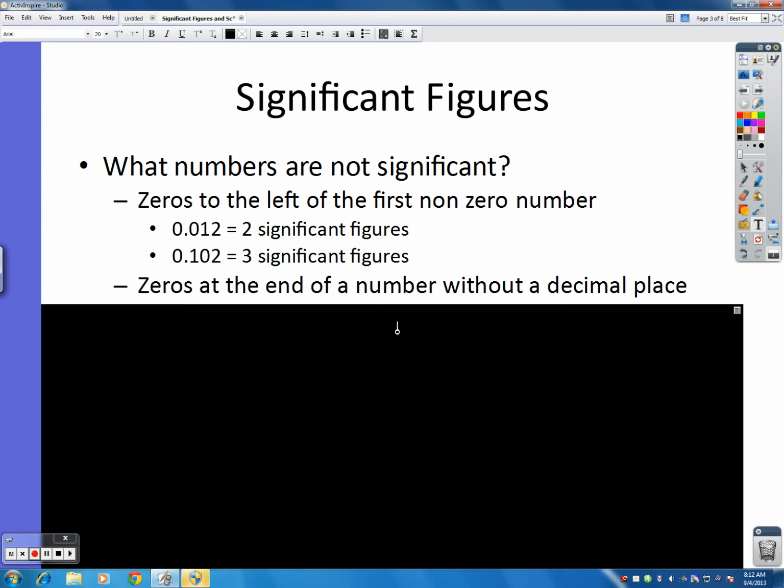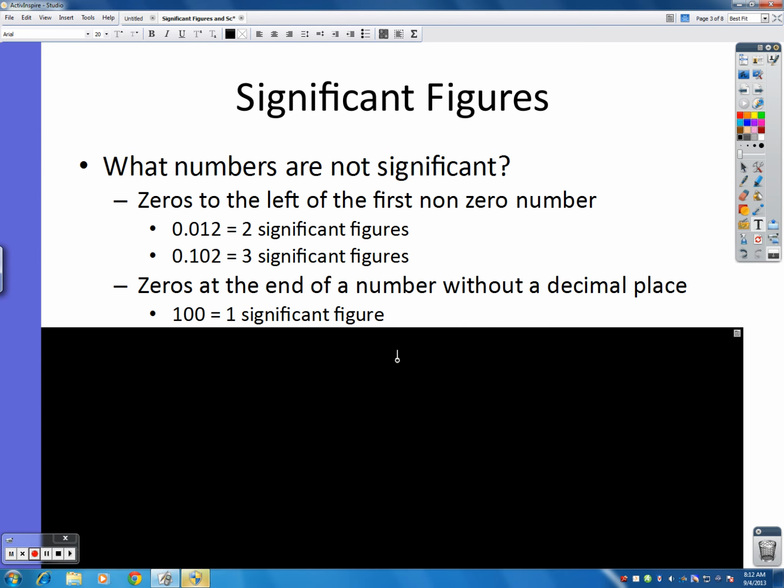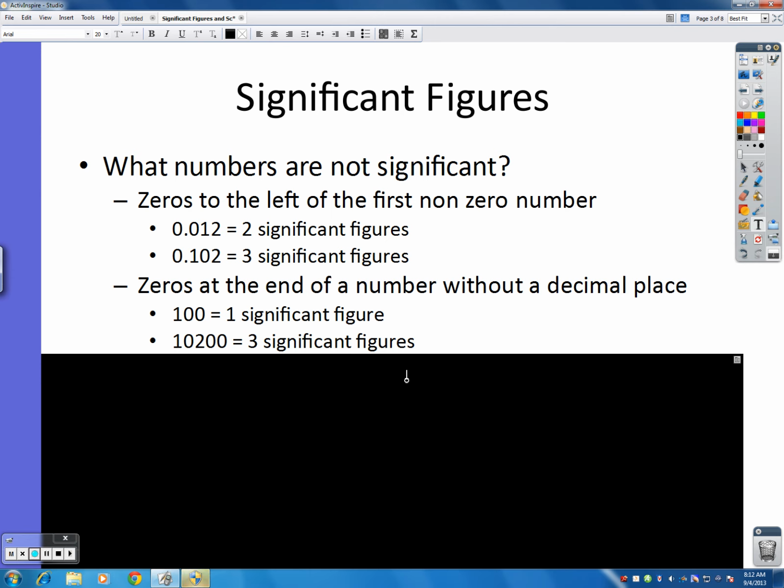Zeros at the end of a number without a decimal place are not significant. So for example, in the number 100, there's no decimal point, and so the zeros are not significant, so there's only 1 significant figure. In the number 10,200, there are 3 significant figures. The first 0 between the 1 and the 2 is significant. It's between 2 non-zero numbers. But the 2 zeros at the end are not significant.